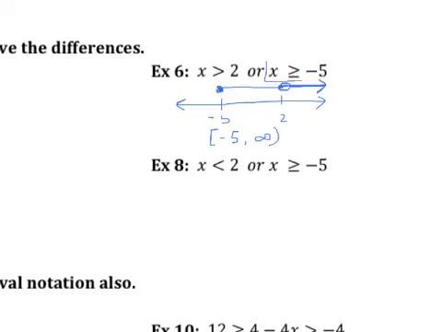So now this is our inequality. If it was an and, we would have to use the other one.